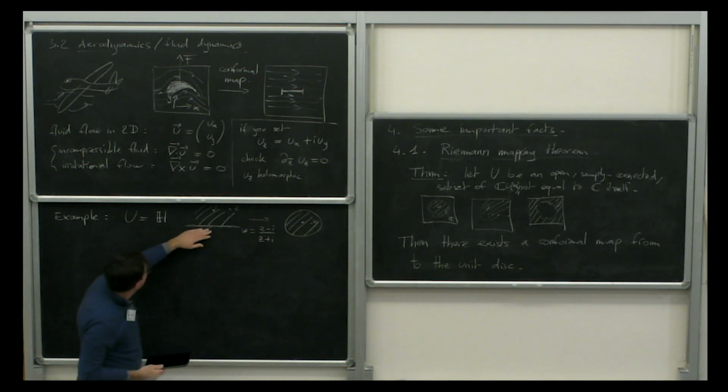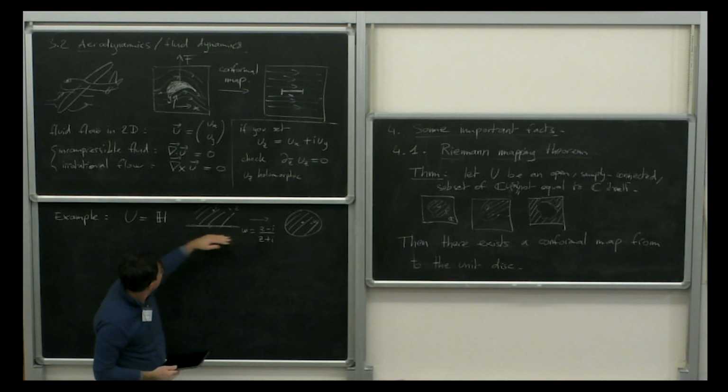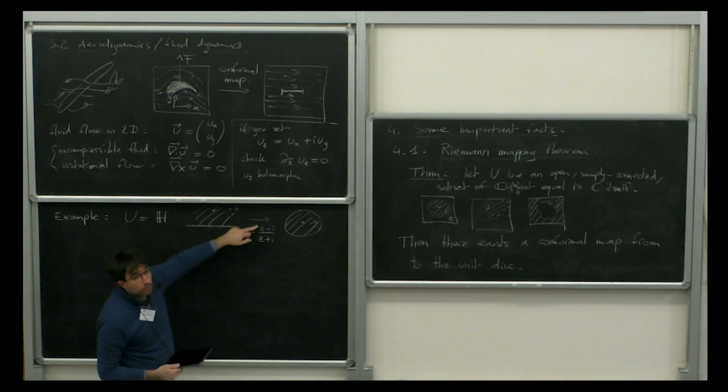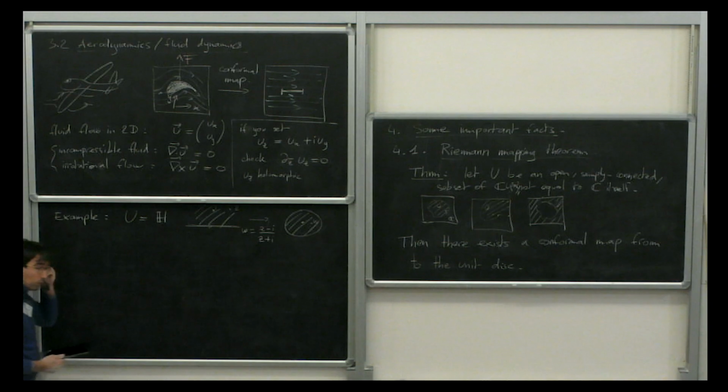Simply because if z is real, if z is along the real axis here, then the modulus of the numerator is the same as the modulus of the denominator. Therefore, the modulus is 1. Okay, clear? Okay, so that's just one example. So you can always map the upper half plane to the disk.